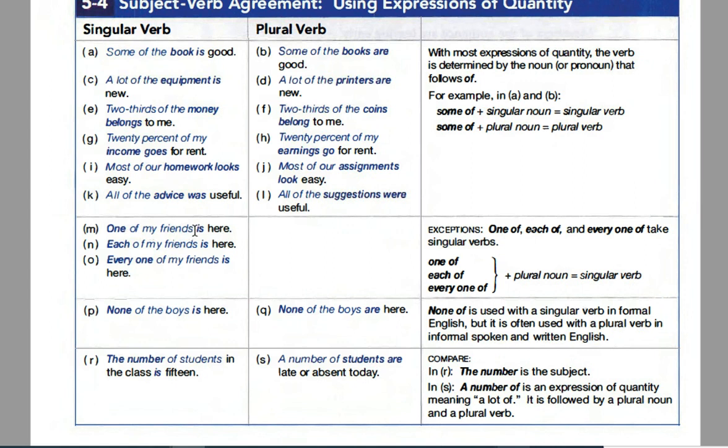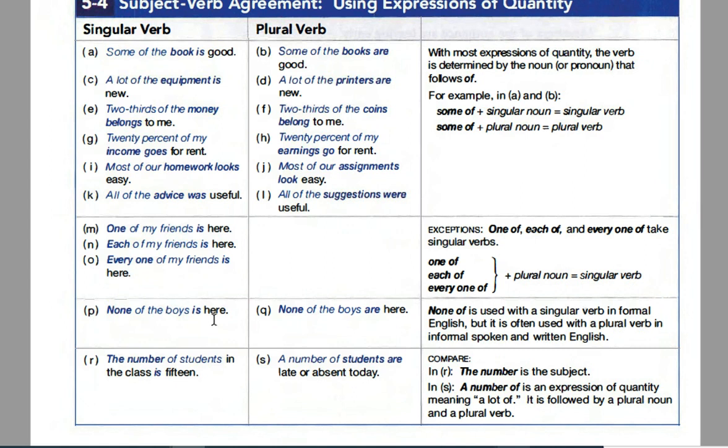One of my friends is here. Each of my friends is here. Every one of my friends is here. So one, each, every is all singular, so it takes is. You can see exceptions: one of, and every one of takes a singular verb. Here the point: one of, each of, every one of, plural noun, يعني هنا بصير إيش؟ singular verb. The point that you have to take in your mind, don't look at the subject, friends. You will be confused. One of my friends, one is, each is, every is. So don't be confused by the precedent here. So if it's preceded by a plural, look at the every, each, one, the quantity, find it. If it's referring to singular, keep it singular.